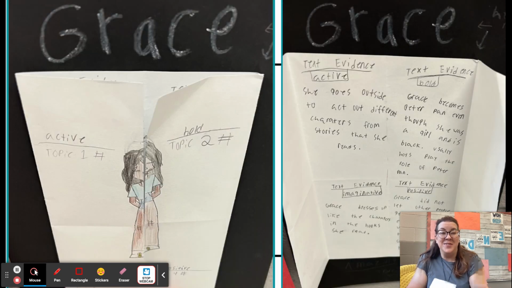Here's another example. This book was Amazing Grace, and this person said that Amazing Grace was active and bold, she was positive. And I love this because on the example for bold, she says that Grace becomes Peter Pan even though she was a girl and is black. Usually, boys play the role of Peter Pan. And Grace went out of her comfort zone and she was bold. And I love that about Amazing Grace. And so, this character on the front is the picture that this student drew with the 4 character traits and then the text evidence on the inside.